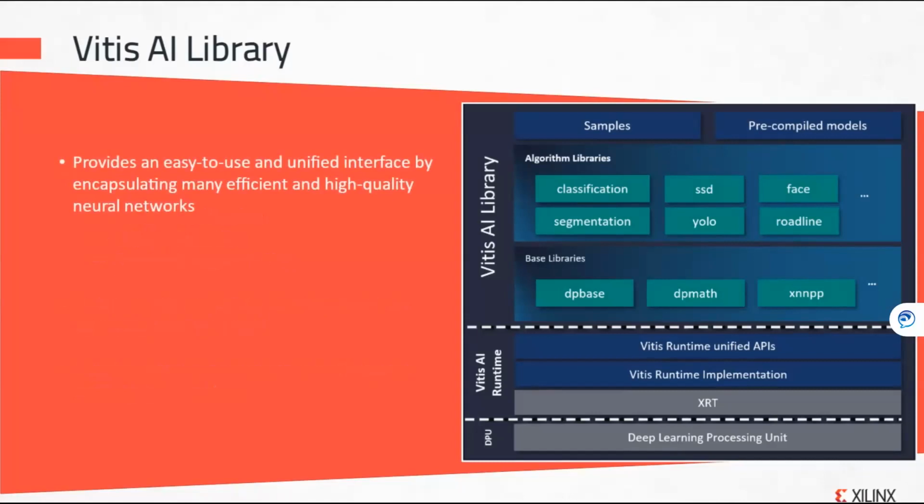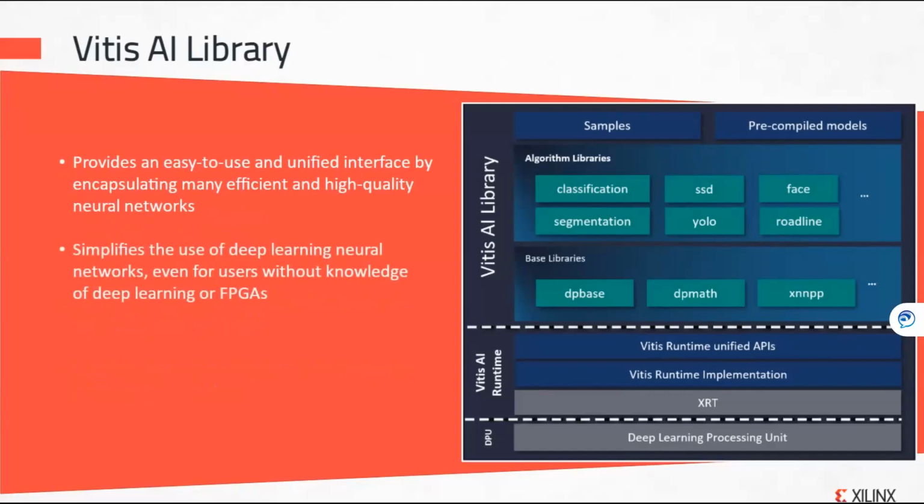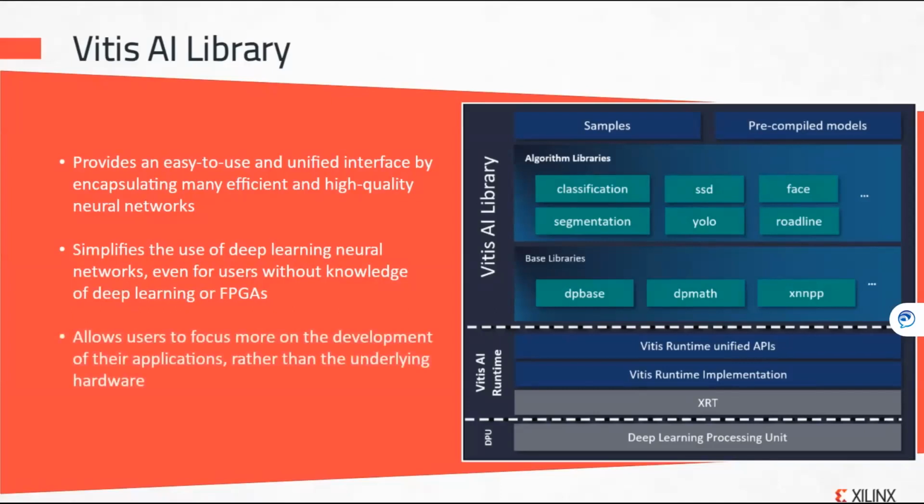The Vitis AI library provides an easy-to-use and unified interface by encapsulating many efficient and high-quality neural networks. This simplifies the use of deep learning neural networks, even for users without knowledge of deep learning or FPGAs. The Vitis AI library allows users to focus more on the development of their applications rather than the underlying hardware.